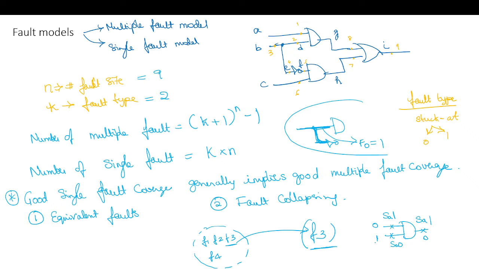Now, for example, I want a 0 here, I get a 0 here. This can detect the stuck-at 1 fault here as well as here. So I can say that F1 and F2 are both equivalent. They have similar behavior. The vector to detect this is sufficient to detect this also.